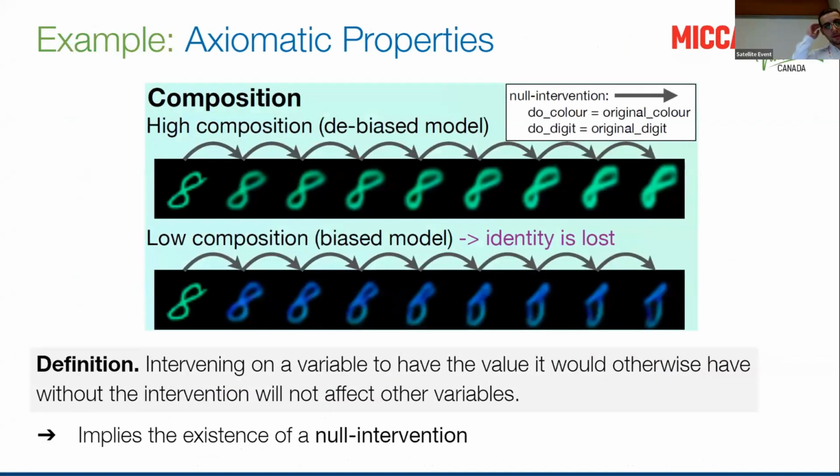So to give you a quick overview of what these metrics are about, the first one is composition. The definition is listed down here. Intervening on a variable to have a value it would have had without intervention should not affect other variables. So you can just think of this as how well can you iteratively reconstruct your input. If you have low composition, then the identity is progressively lost very quickly. If you have high composition and a debiased model, then you should be able to preserve the identity quite well.